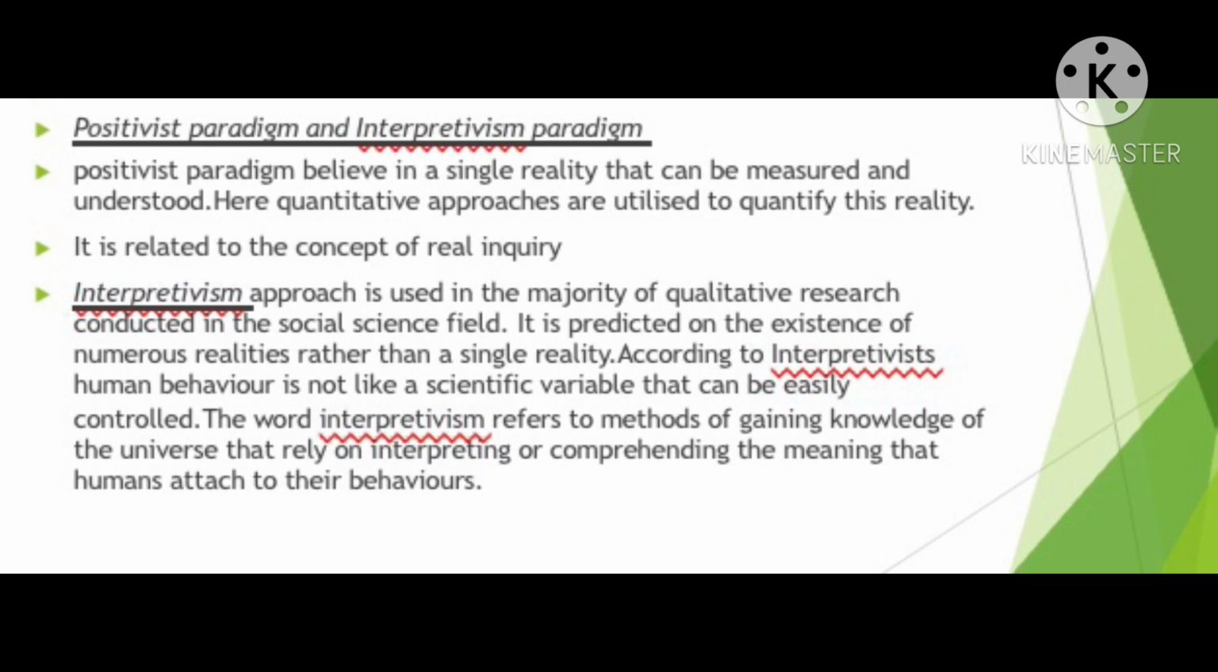It is predicated on the existence of numerous realities rather than a single reality. We believe in a single reality in the case of the positivist paradigm, but in interpretivism we believe in numerous realities. According to interpretivists, human behavior is not like a scientific variable that can be easily controlled. We cannot keep control of human behavior.